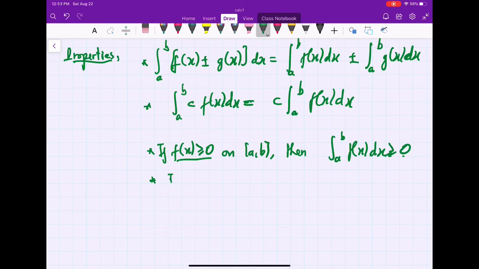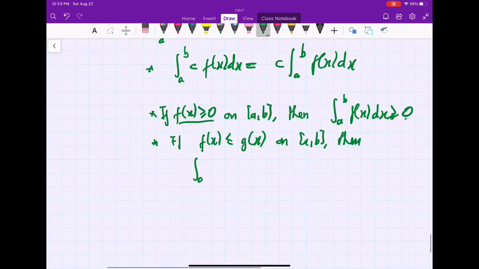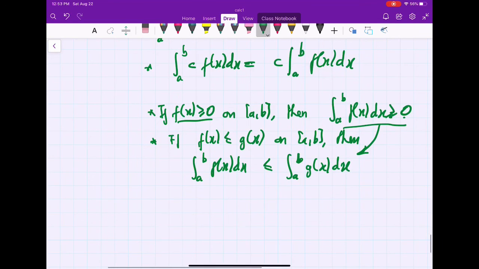And if you have f of x less than or equal to g of x on a to b, then the definite integral from a to b of f is less than or equal to the integral from a to b of g dx. This is a very straightforward consequence of this property. You just subtract, considering the case of g minus f. Then we know the definite integral of g minus f is non-negative, and from additivity of integration you can see this property.